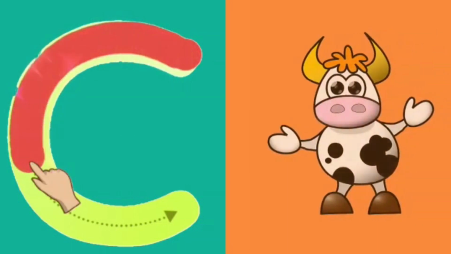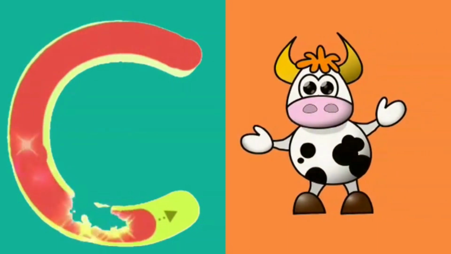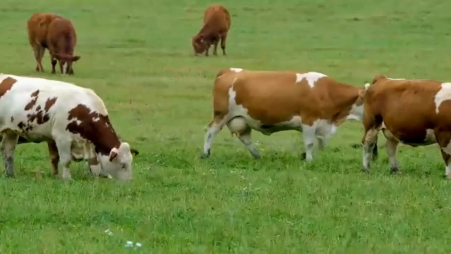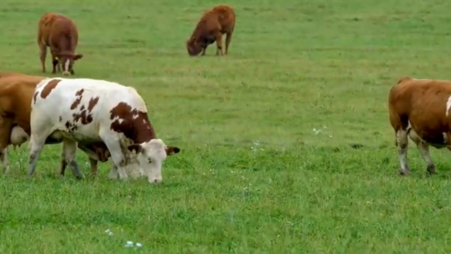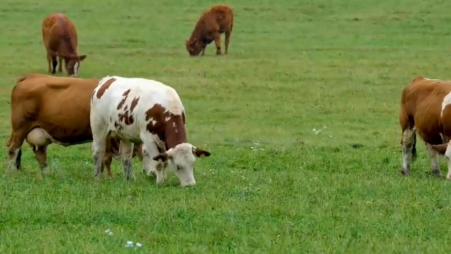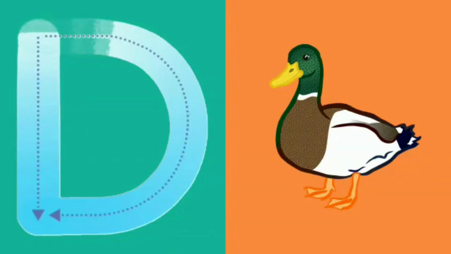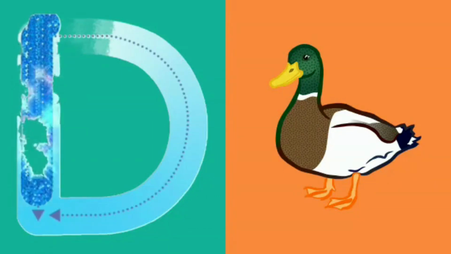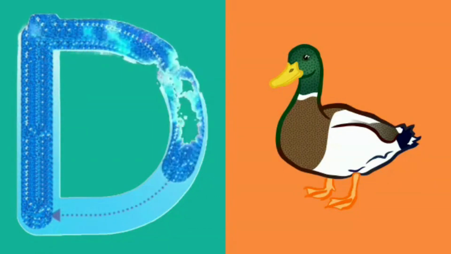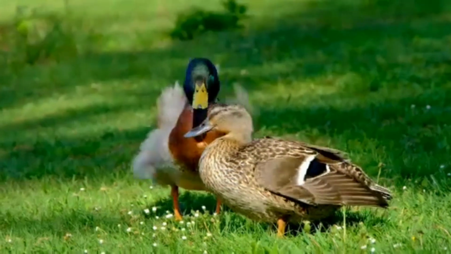C. C is for cow. Cow. D. D is for duck. Duck.